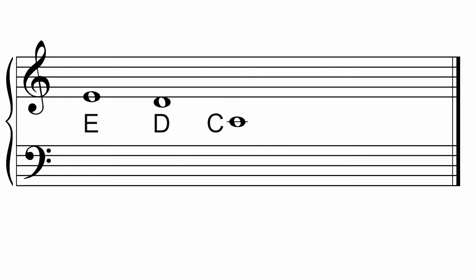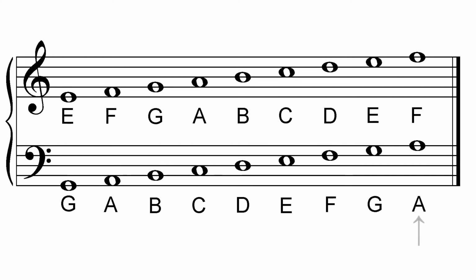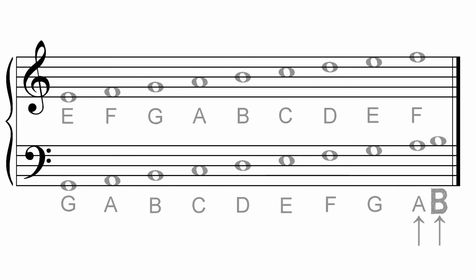Middle C is a note right in the middle of both the treble and bass clef. Here is the note A. The note above it, on top of the bass staff, is the note B. So from A to B, you arrive again at middle C.